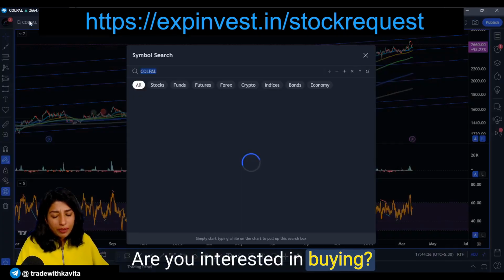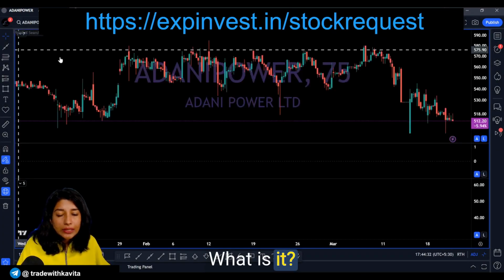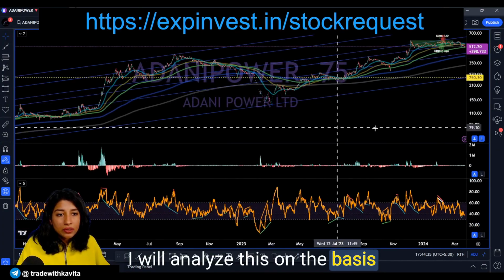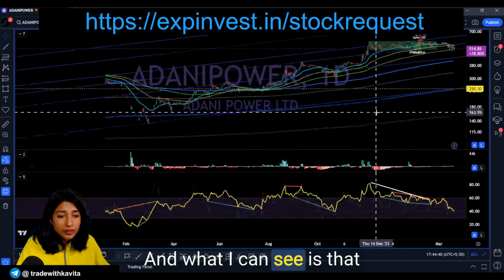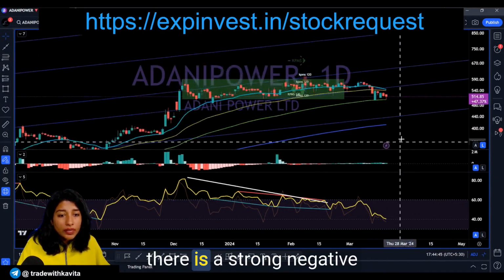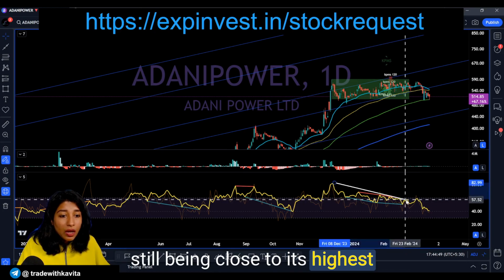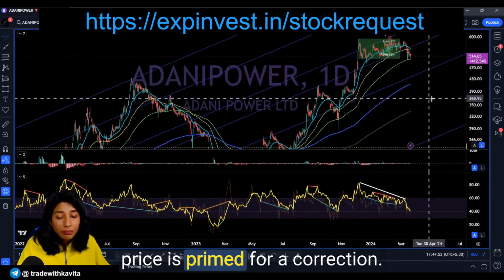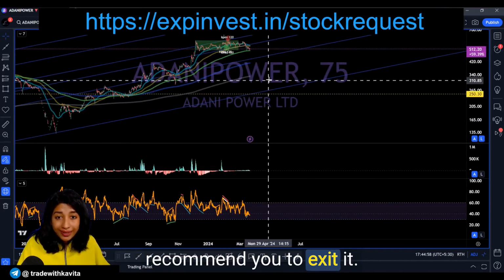Are you interested in buying? Are you interested in holding? Or are you interested in exiting? What is it? I will analyze this on the assumption that you are holding this stock right now. What I can see is that the daily time frame does not look bullish anymore, because there is a strong negative divergence despite the price still being close to its highest. I would think that the price is primed for a correction. So if you're holding the stock for the short term, I would strongly recommend you to exit it.